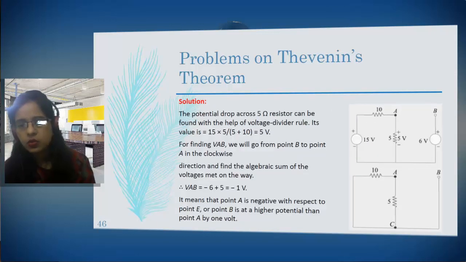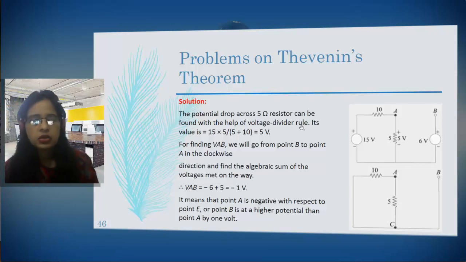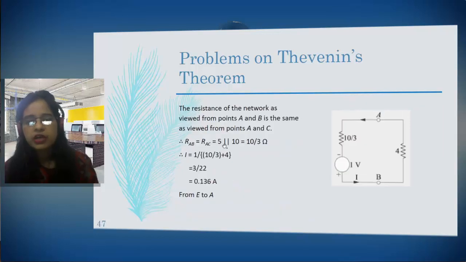Now we have obtained the VOC or the VTH or VAB. The next step is to find out RTH. For RTH, we remove all the sources. We replace them by their internal resistance. If there is no resistance, it will be directly shorted, and if there is resistance, it will be replaced by that resistance. Now see, this 10 and 5 are in parallel, so RAB will be equal to 10 by 3.